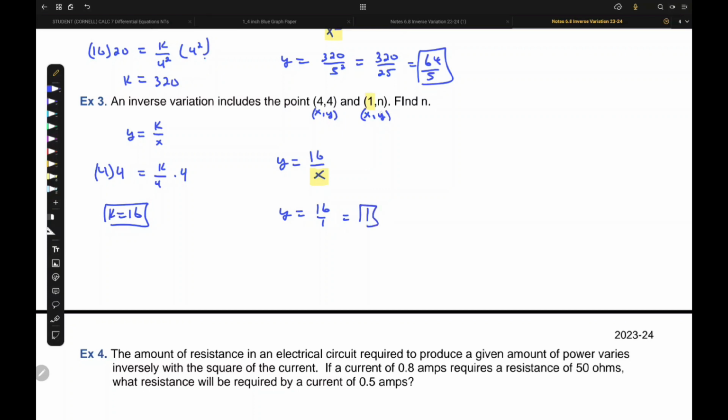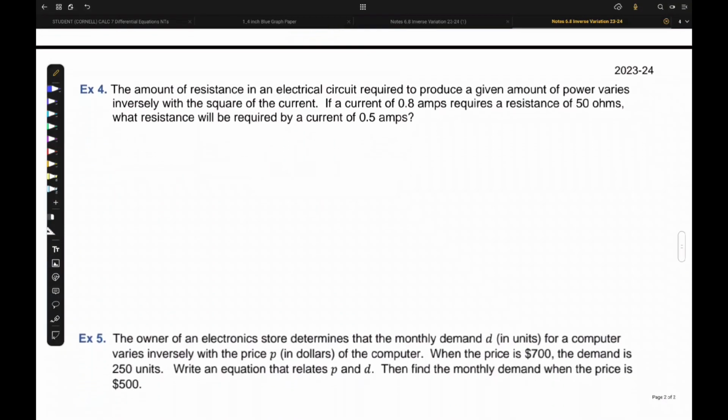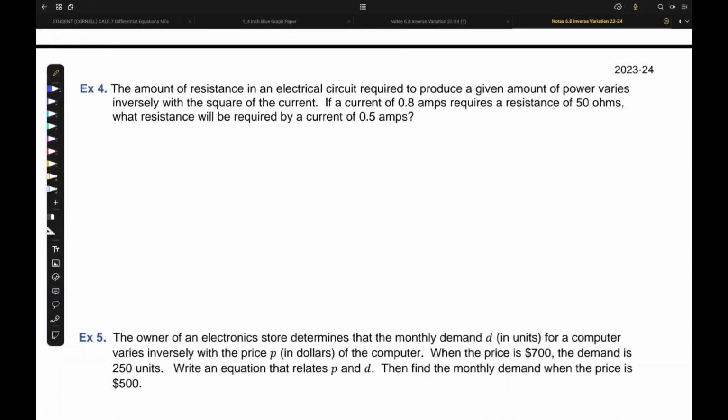And so they're wanting us to find this n value. I would leave it as y equals 1. That is a y value. So that's where we are. Let's turn the page.